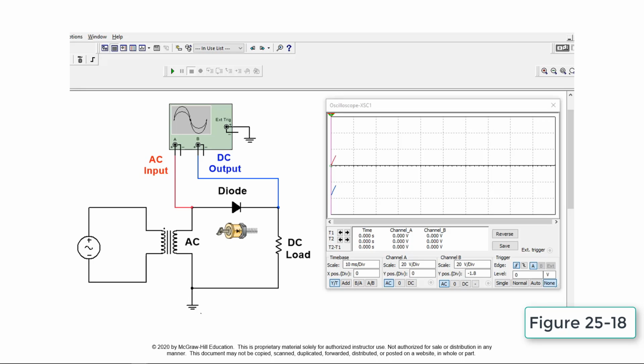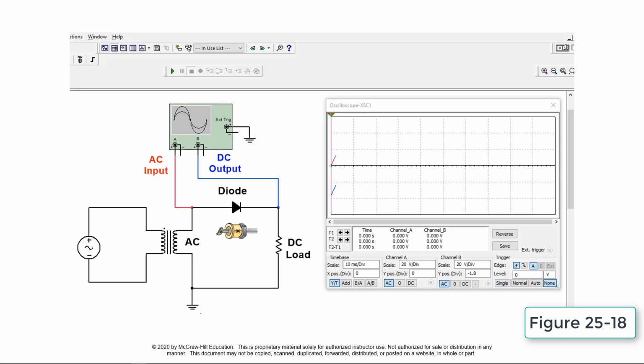During the positive half cycle of the AC input wave, the anode side of the diode is positive. The diode is then forward biased, allowing it to conduct current to the load. During the negative half cycle of the AC input wave, the anode side of the diode is negative. The diode is now reverse biased. As a result, no current can flow through it. Thus, applying an AC voltage to the circuit produces a pulsating DC voltage across the load.